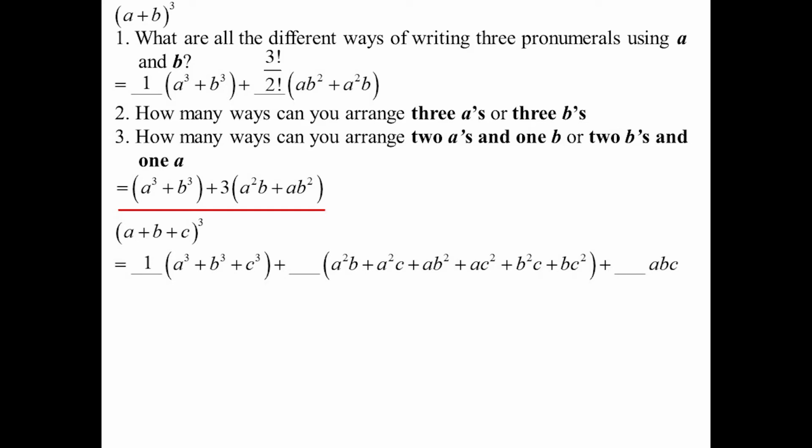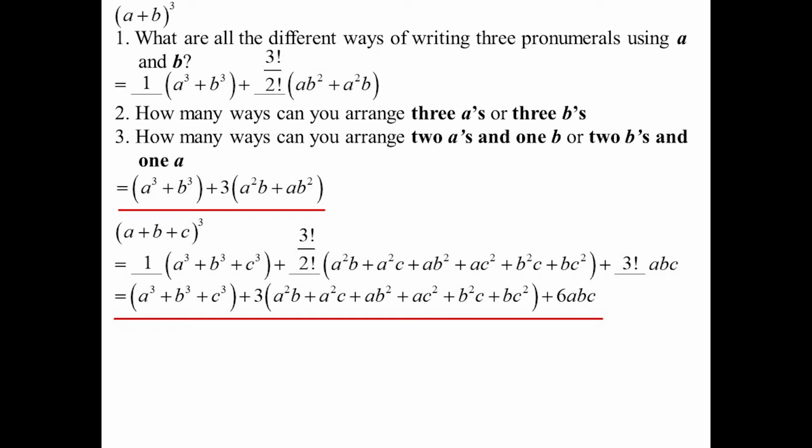So how many ways? Well, for A squared B, that's still going to be 3 factorial on 2 factorial. But now we've got the question, how many ways could we arrange A, B, and C? 3 objects, 3 factorial. So that would be our expansion for A plus B plus C all cubed. Now, it looks like a lot of work, but it's less work than physically expanding the whole thing out.